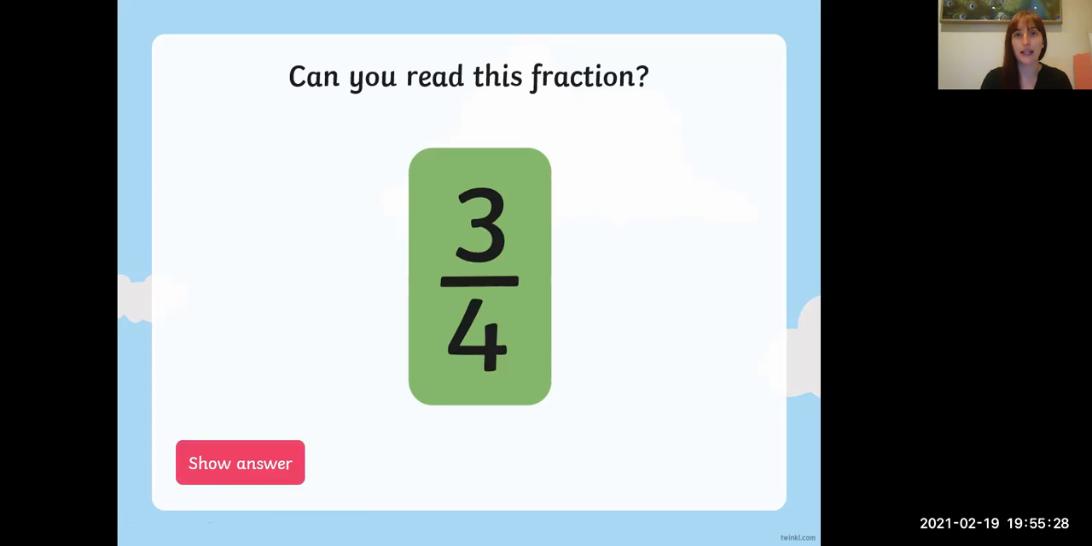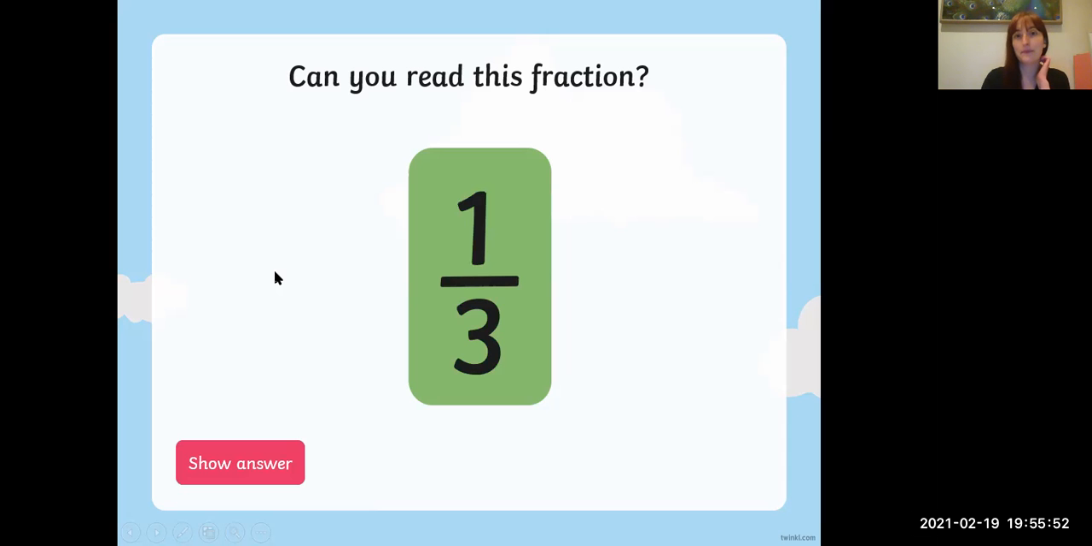Oh, this one's a bit trickier. What's this one? This time my numerator is a 3, my denominator is a 4. 3 parts out of the 4 parts overall. What's that one? If it's got a 4 at the bottom, what are we thinking about? Let's have a look. 3/4. 3/4. Well done. 3 out of the 4 quarters.